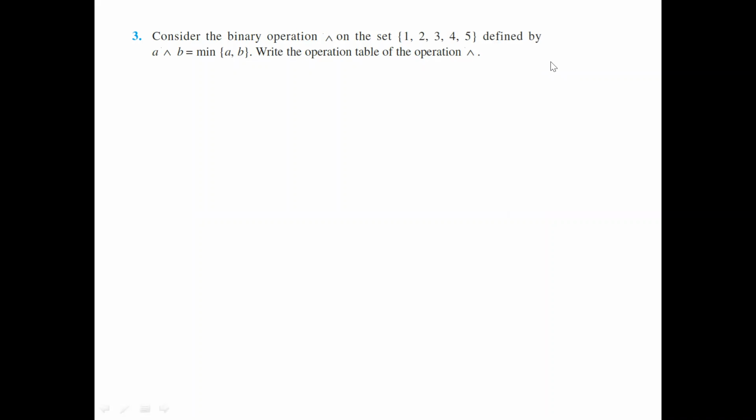Now to solve this problem, consider the binary operation defined on 1, 2, 3, 4, 5. This one we normally call a meet. A meet B is equal to the minimum of A comma B. Write the operation table for this one. Okay.